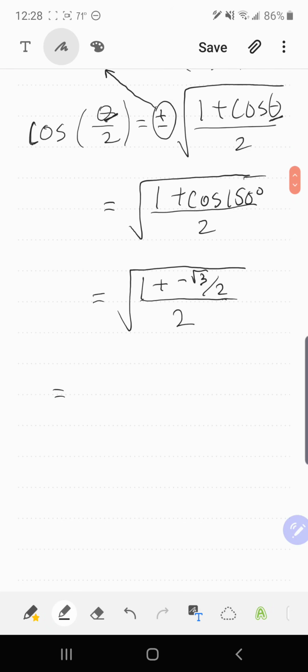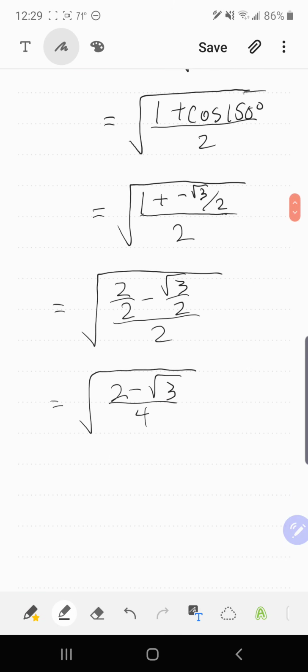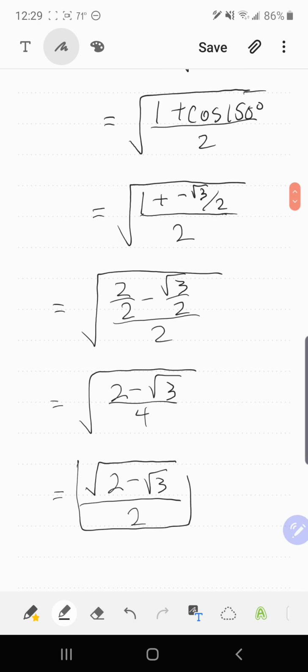All right, so here we go. That's going to equal, if I get a common denominator, 2 over 2 minus square root of 3 over 2, all over 2, which is going to be the square root of 2 minus square root of 3 all over 4. And then I can split up the square root. Since I'm taking the square root of the entire fraction, I can do the square root of the top and bottom separately. And that'll be square root of 2 minus square root of 3 all over square root of 4, which is 2. And that should be the exact value of the expression.